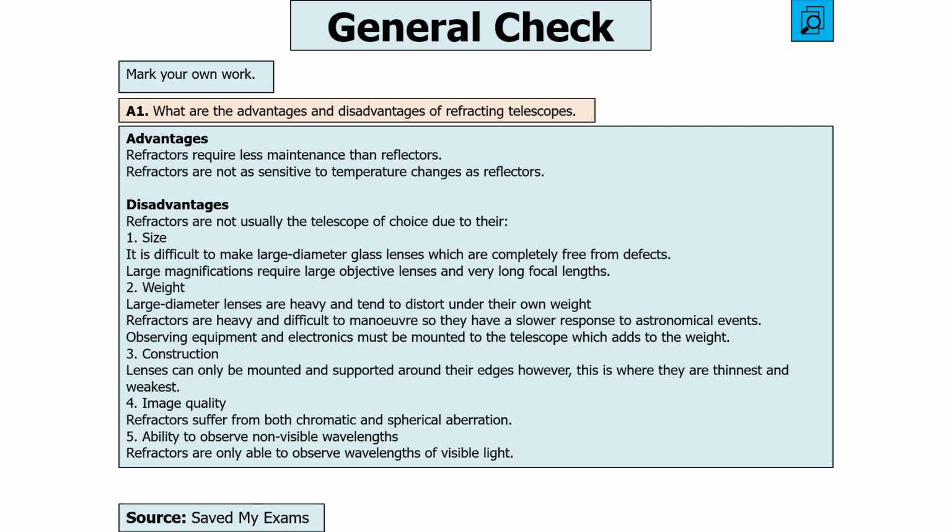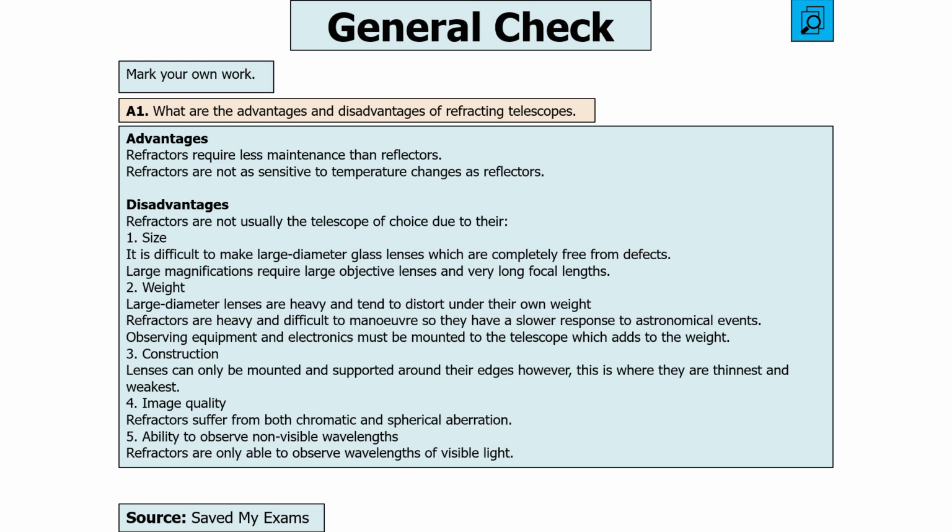The second issue is the weight. So large diameter lenses are very heavy and tend to distort under their own weight, especially because we can't support them behind them. So therefore the refractors are also very heavy and then difficult to move into position, so can't respond to astronomical events as quickly.